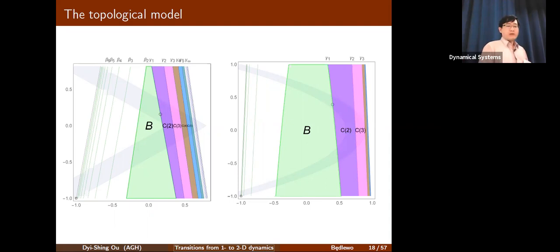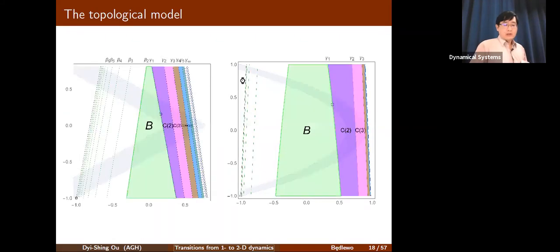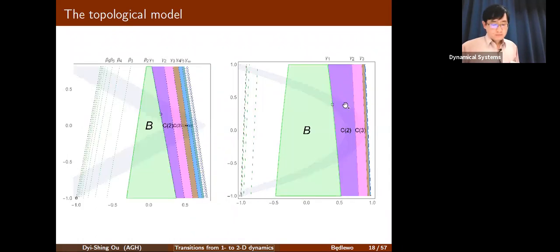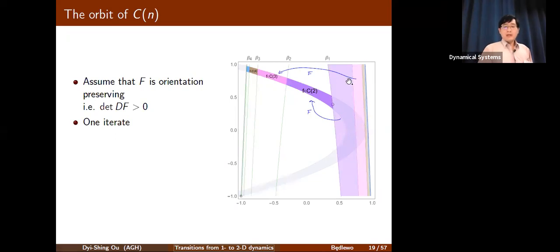And we can also define a topological model for a Lozi family similarly. And this is how the partition looks like on a Lozi map. Okay, so now we want to study the orbit of C and of these partition elements. So first we assume that the map is orientation preserving. That means that the determinant of the Jacobian is greater than zero. So first we apply one iteration. So this set goes here, C2 goes here, C3 goes here, C4 goes here, and so on.